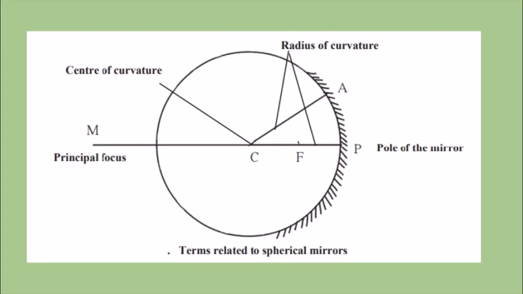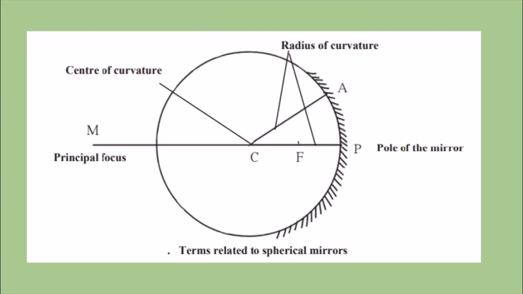Next we have the focal length, the small f. The distance between the pole P and the principal focus capital F is our focal length, and this distance is usually half the radius of curvature of the mirror. So whatever is the value of PC, half of it will be PF.